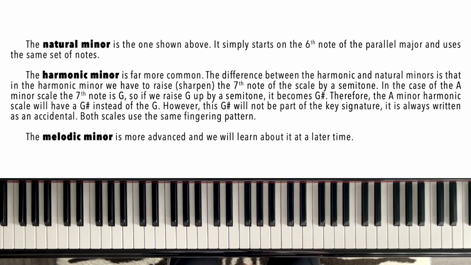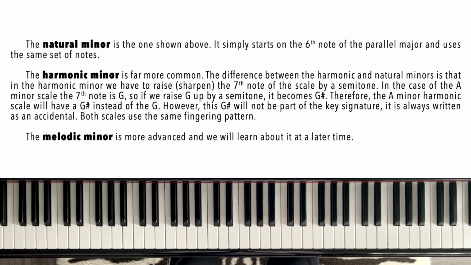So the 7th note is always sharpened, and that's a G sharp. Now, very, very important, the G sharp is never going to be part of the key signature. It is always going to be shown as an accidental. So you'll see the sharp next to the G, but not at the very start of the music in the key signature. So whether you play the A minor natural or the A minor harmonic, the key signature is going to be nothing, no sharps and no flats, but in the A harmonic minor scale, you will see the sharp next to every single G.